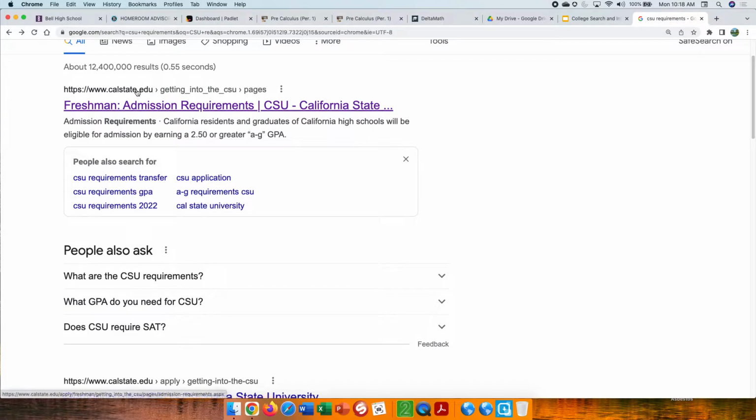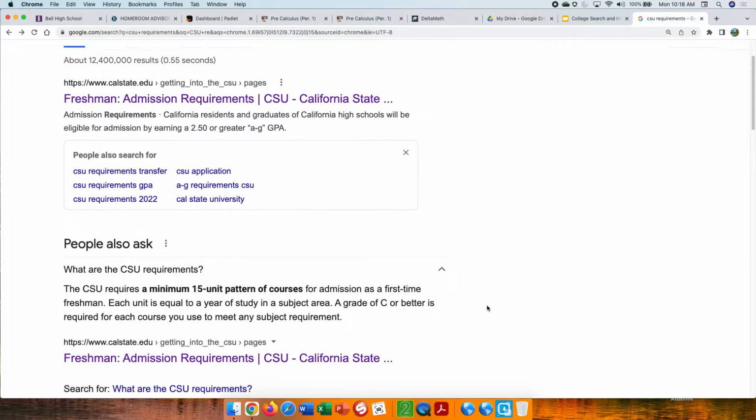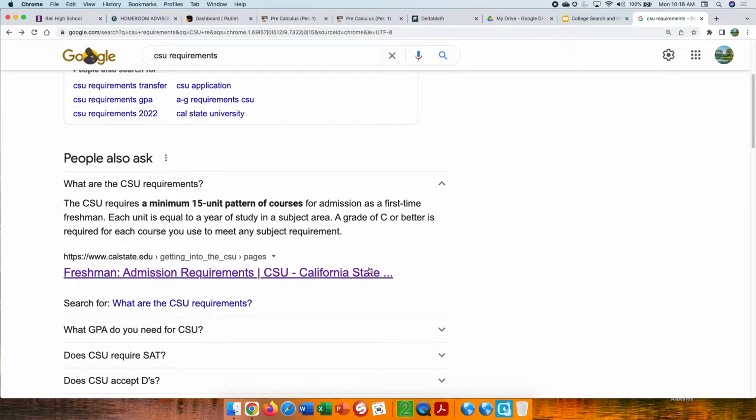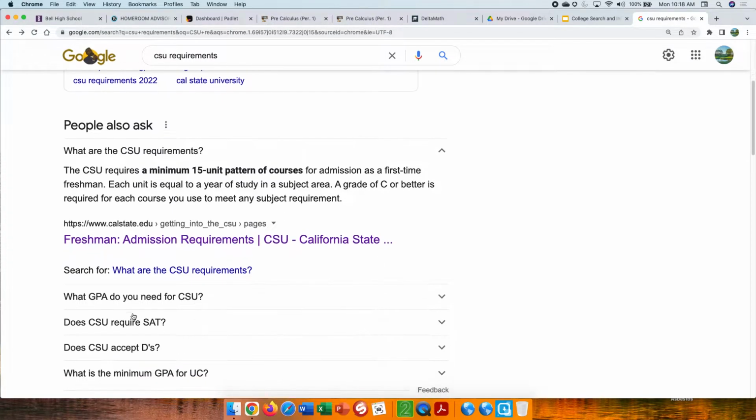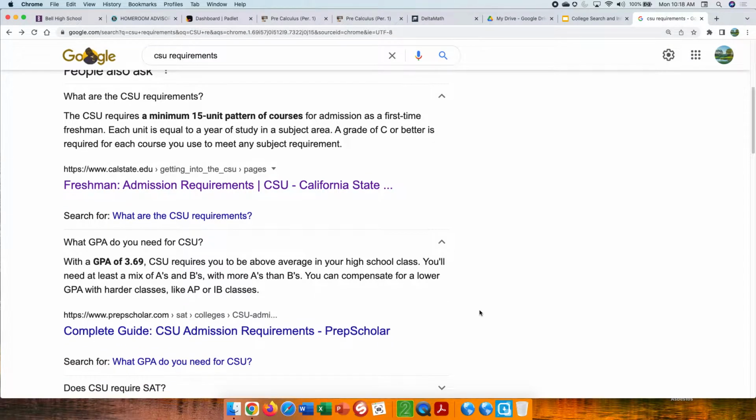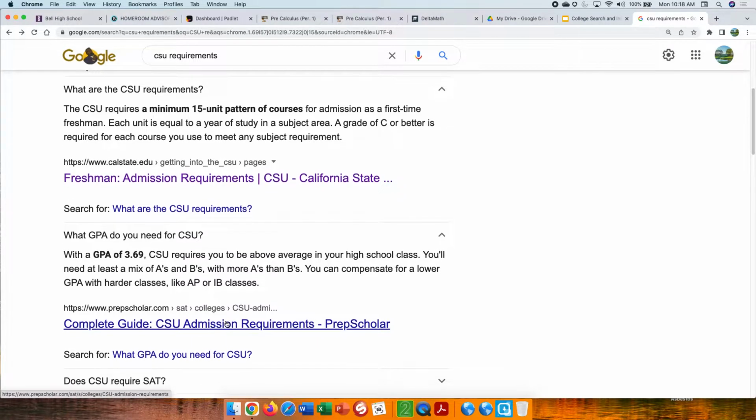here. Well, you know what? Let's click into this. What are the CSU requirements? Okay, see, it tells you something, but it doesn't tell you everything. Okay, what GPA do you need? I don't think 3.69 is right. I don't know, we'll check right now.